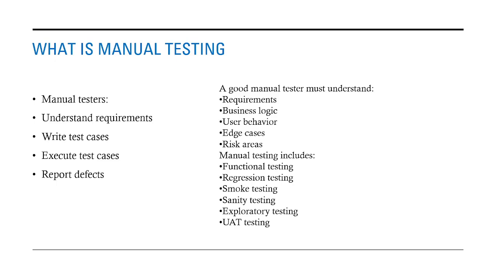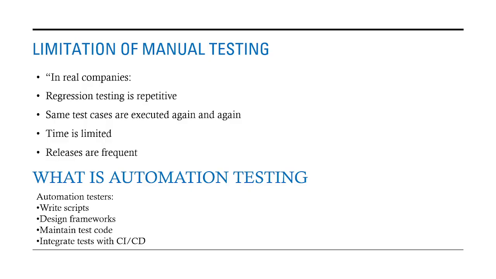Now let's understand automation testing. First, let's look at the limitations of manual testing in real companies. Regression testing is repetitive. The same test cases are executed again and again, and time is limited. Releases are frequent. So because of those limitations, we go with automation testing.